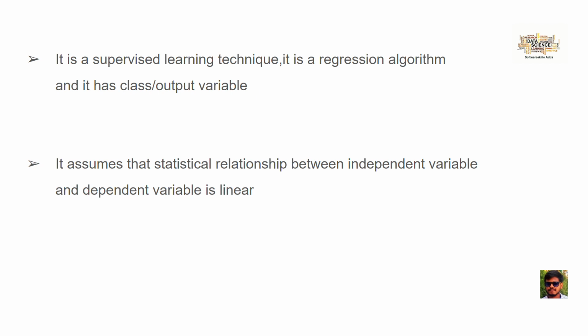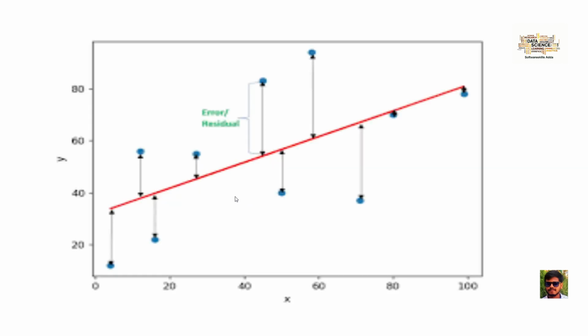So here we assume that the statistical relationship between the independent and dependent variable is linear. What is linear? Here the relationship between x and y is linear. Linear is nothing but, as we can see here, the red line. The blue color points are the actual points. The red color line is the predicted line.